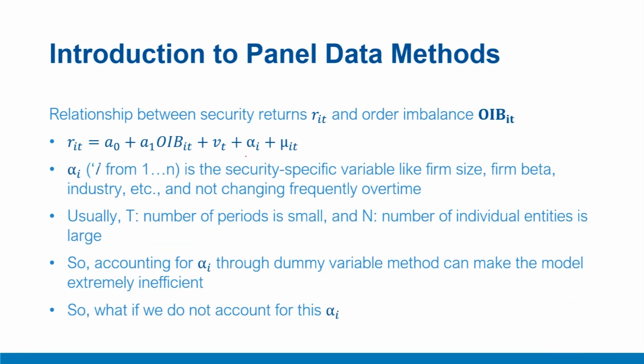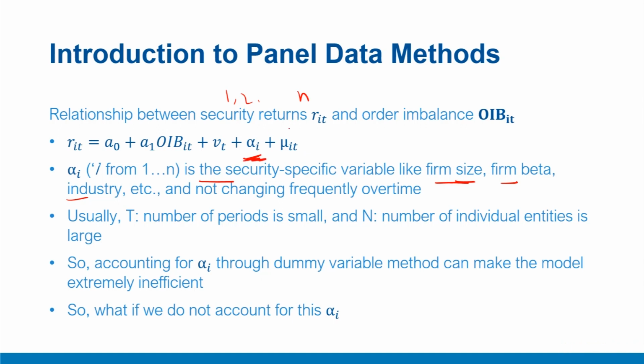The next term of interest is alpha i. Alpha is a security specific term, and if there are N securities, it moves from 1, 2, 3 and up till N. Factors like firm size, firm beta, industry that are not changing with time but rather changing from security to security, these are time invariant security specific terms. The aggregate sum of all those factors will be loaded on this alpha i. All such influences that are security specific will be loaded on this alpha i term.